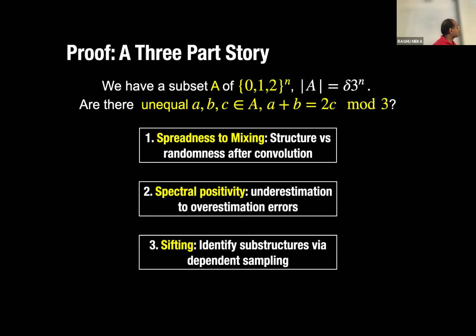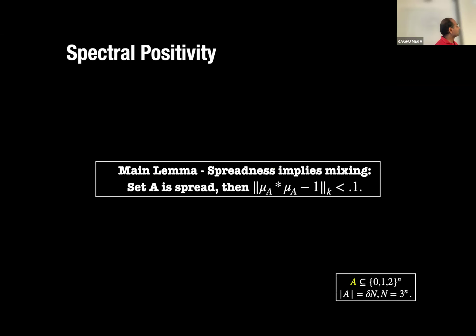Okay, so that is spreadness to mixing. Now let me talk about the second ingredient, which we call spectral positivity. It's essentially a way to convert underestimation errors to overestimation errors. Hopefully you'll see what that means. Okay, so this is what we're trying to show.